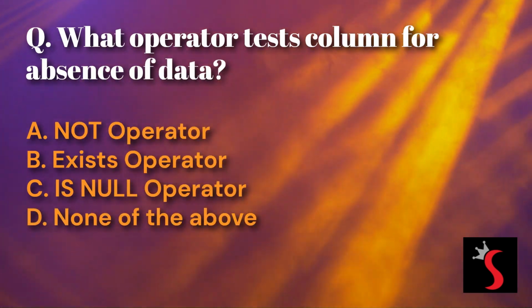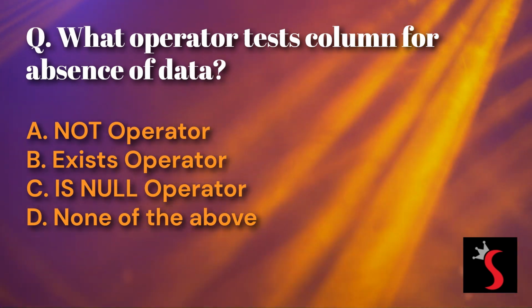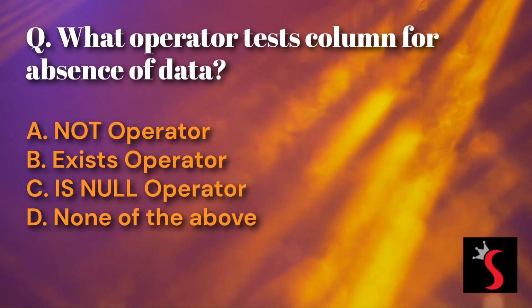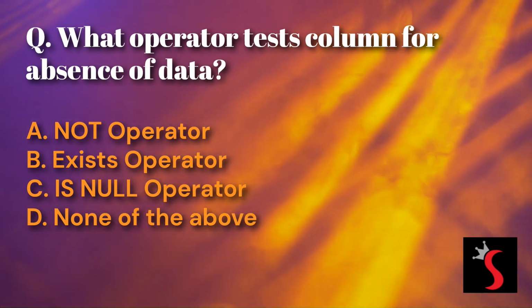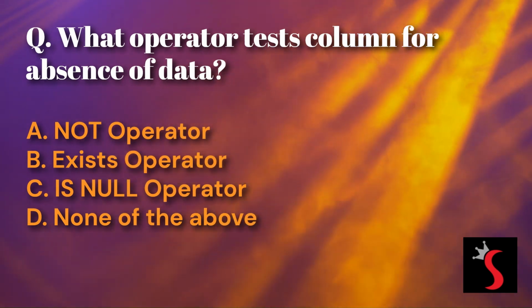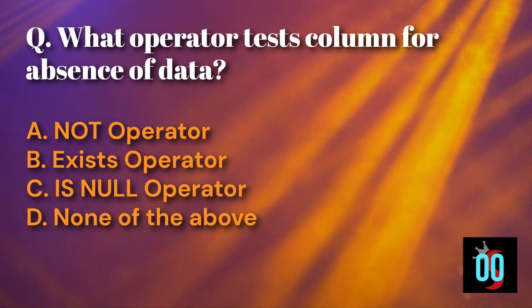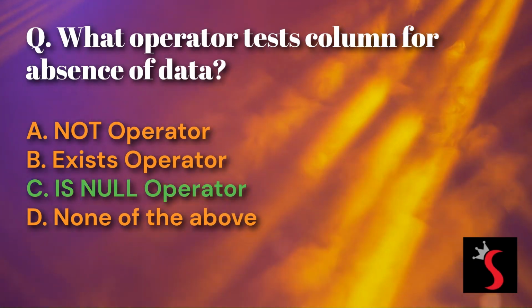What operator tests column for absence of data? A. Not operator. B. Exists operator. C. Is null operator. D. None of the above. And correct answer is option C.